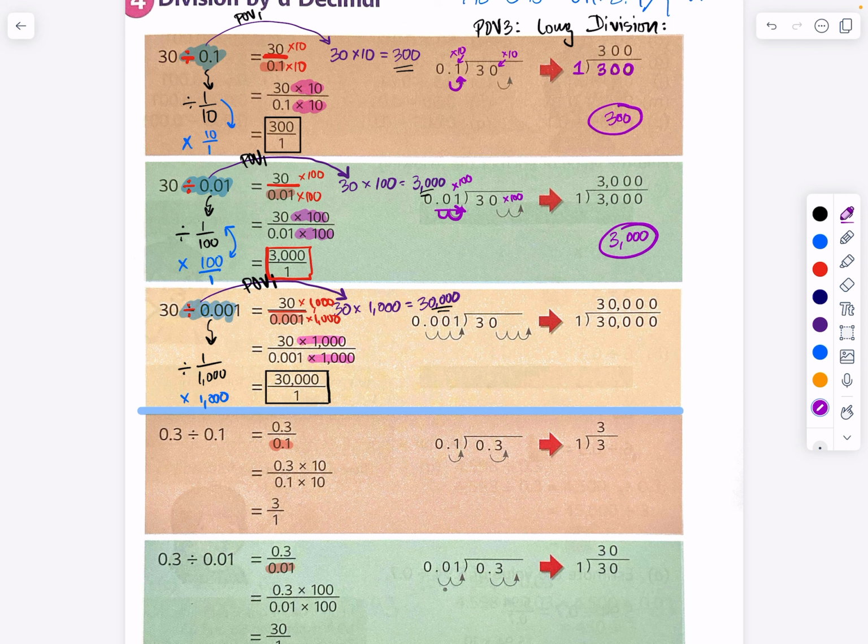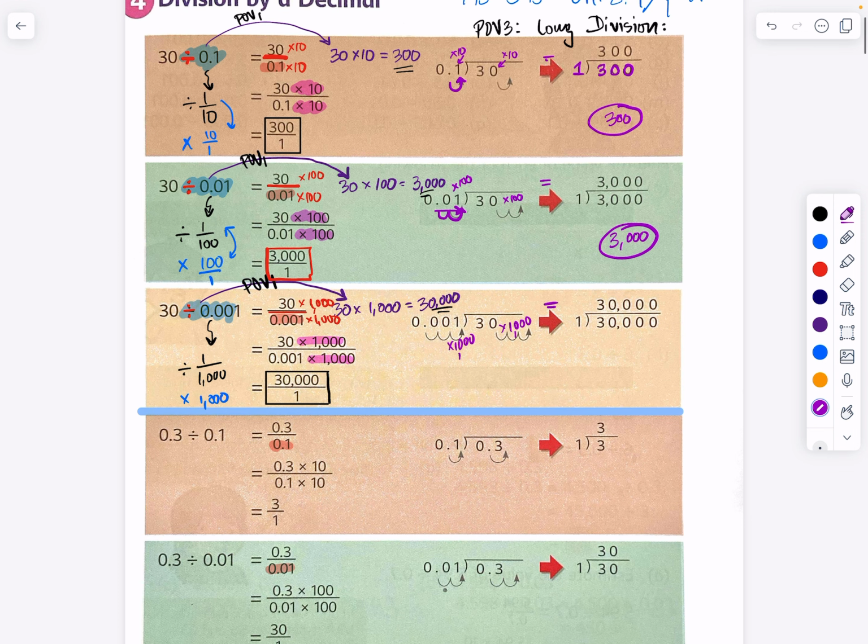And finally, look, when we're dividing by thousandths, we really dislike decimals in place of our divisors. So we need to multiply by 1,000 on the left to get rid of the decimal place. What we do to the left, we must do to the right. So that moves our decimal point, and we end up with an equivalent statement, an equivalent division, 30,000 divided by 1, which gives us the answer of 30,000.